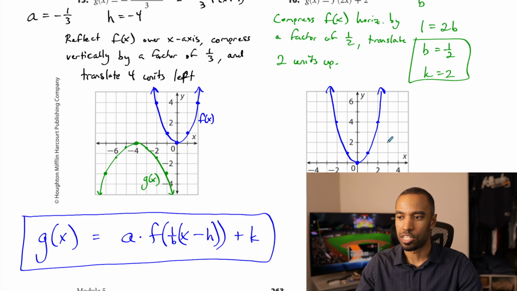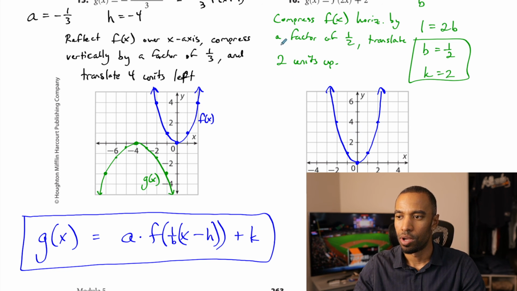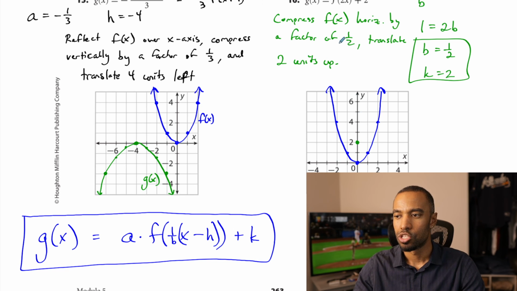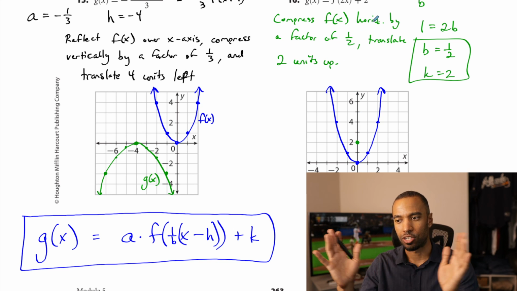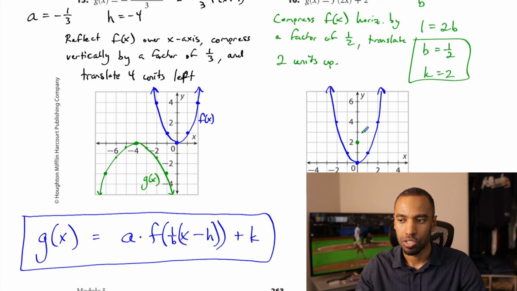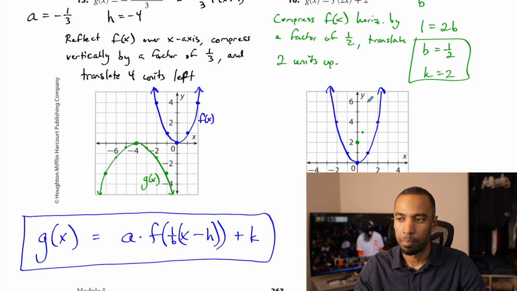Now you know that I like to deal with the vertex first. So translate 2 units up means I can start from this point, translate 2 units up, and everything I'm going to do is in relation to the vertex. So compress by a factor of 1/2 means instead of going over 1 up 1 and over 2 up 4, I'm going to go over 1/2 up 1. So I'm going half the amount that I would before. And instead of going over 2 up 4, I'm going to go over 1 up 4 because I'm compressing that by 1/2 there. And I'm going up 4 from my vertex, from 2.